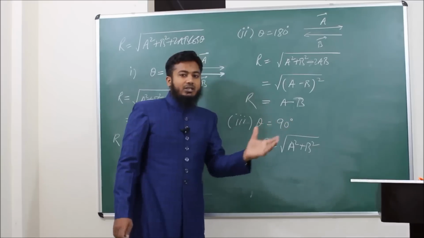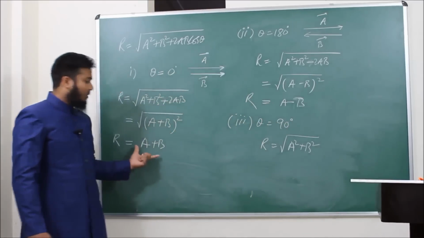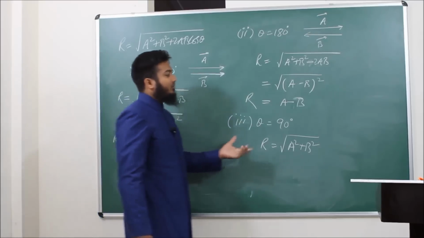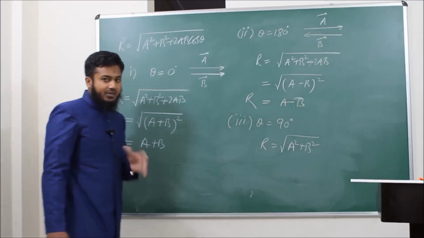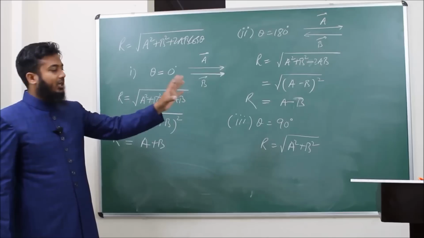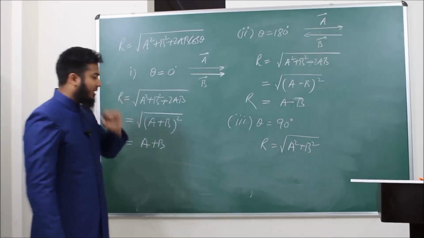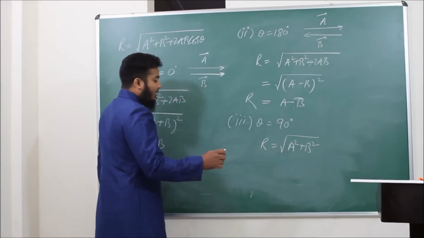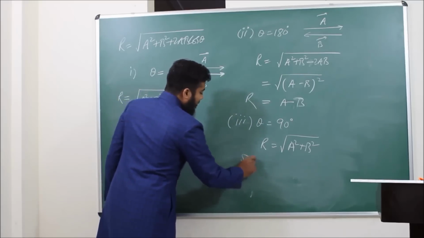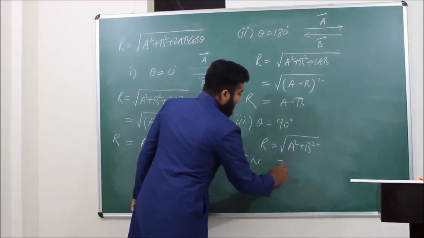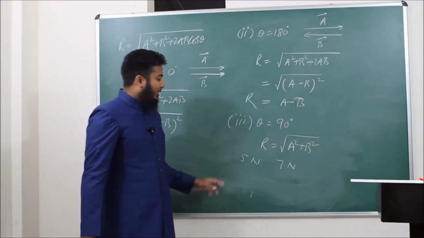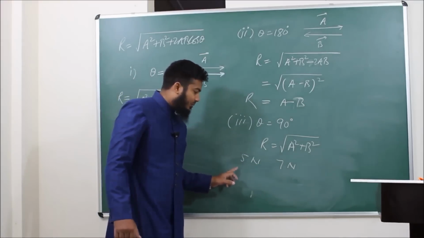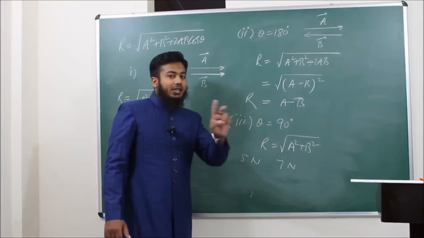If you have two vectors, then the maximum that you can get will be a plus b, and the minimum that you will get will be a minus b. So the range of the resultant vector is from a plus b to a minus b. For example, we have two forces. One is 5 Newton and the other is 7 Newton. Then what is the maximum that we can get from these two forces? That will be 5 plus 7, that is 12.